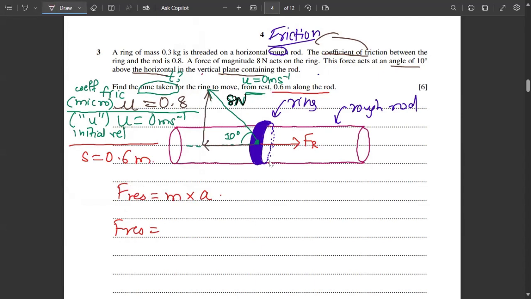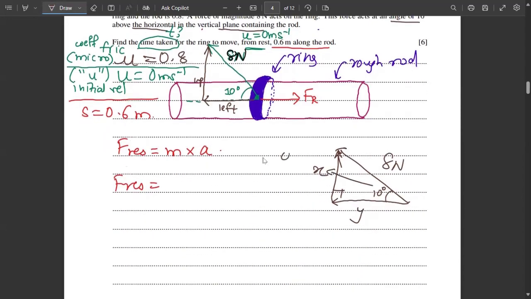So first, let's make the two components for the 8 Newton force. One is acting to the left, and one is acting up. So let's redraw the diagram here. This is 10 degree, this is 90, this is 8 Newton, this is X, this is Y. According to trigonometry, this is the opposite side, this is the adjacent side. So sine 10 is equal to X upon 8. X is 8 sine 10. So this force on the left will be 8 sine 10.